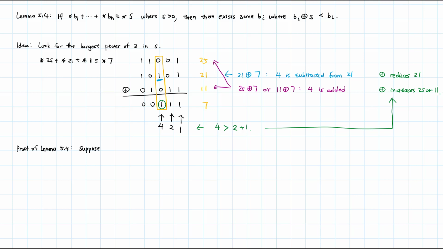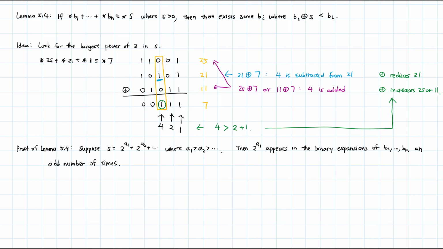Suppose S is equal to 2^A1 + 2^A2 + etc., where A1 is greater than A2, etc. Then 2^A1 appears in the binary expansions of B1 to Bn an odd number of times. In particular, there should be at least one. So let Bi be one of them. Now suppose that *Bi + *S is equivalent to *T for some T.